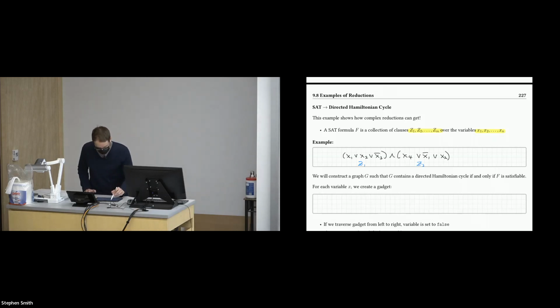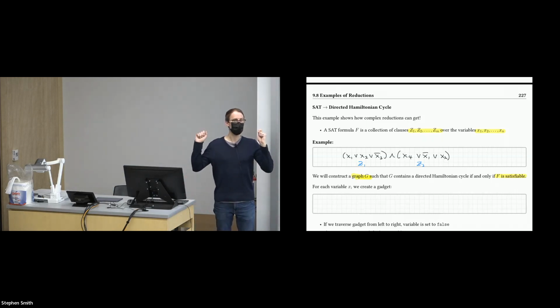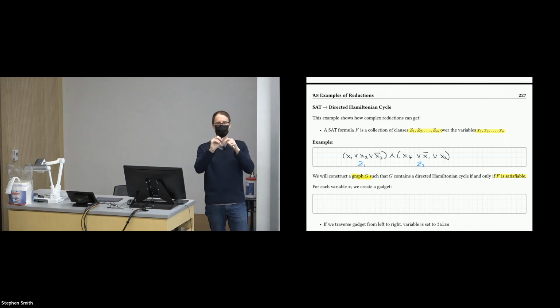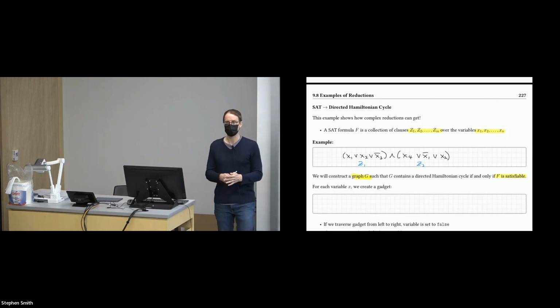And what I'm going to do is construct a graph G such that G contains a directed Hamiltonian cycle if and only if F is satisfiable. So somehow I have to get a notion of variables going in my graph. One thing you could think is maybe I could introduce a vertex, and if the Hamiltonian cycle visits that vertex, that's like setting the variable to true. And if it doesn't visit it, it's like setting the variable to false. The problem is the Hamiltonian cycle has to visit everything, so that's not going to work.